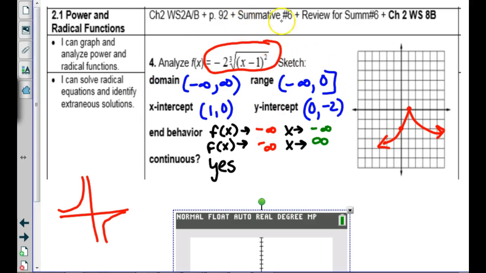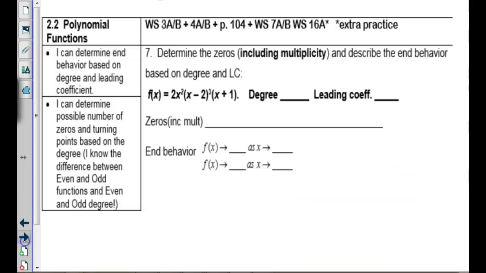You can go back and look at summative 6, worksheet 2, or chapter 2, worksheet 8B had some of those, which was on the homework check. There are extra practice like these on 16A, by the way, which is at the end of the current packet. All right, how do we figure out what degree this mess is?